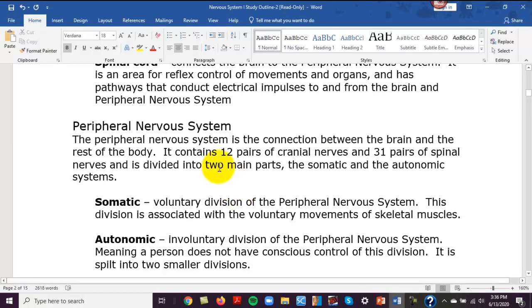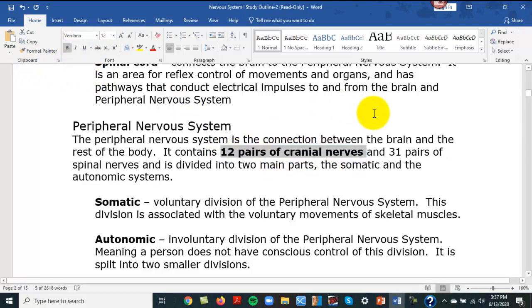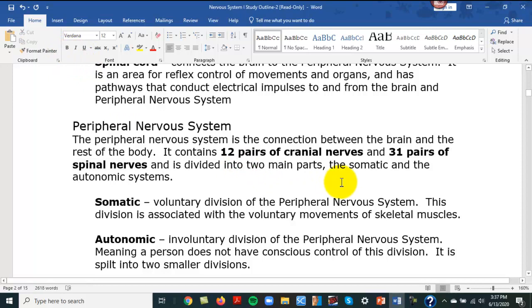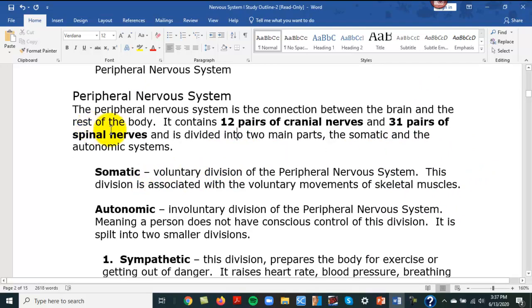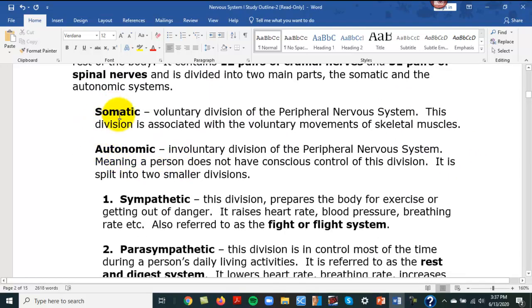Now, there are divisions of the peripheral nervous system, and like it says here, there are 12 pairs of cranial nerves. I don't think this will be bolded when you see it. That should be bolded, and then 31 pairs. That should also be bolded, but I showed you that. These are called spinal nerves. They come off the spinal cord and travel out to organs, muscles, or glands. There are two divisions of the peripheral nervous system: one called the somatic and another called the autonomic.